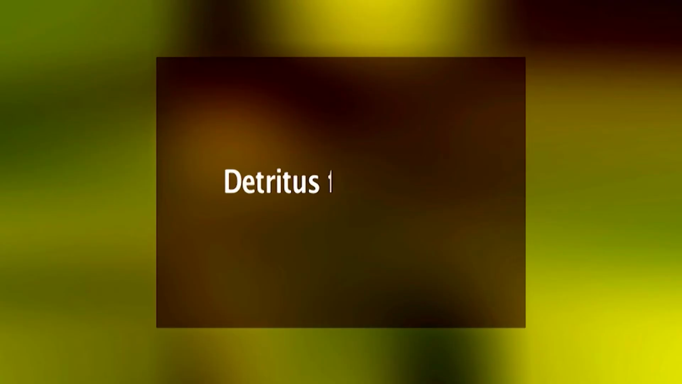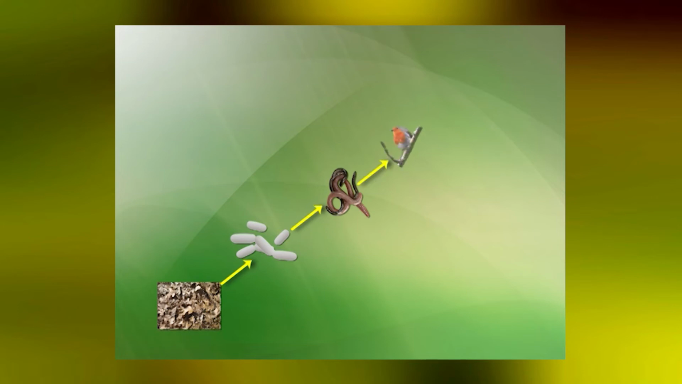The second type of food chain is the detritus food chain. This type of food chain goes from dead organic matter into microorganisms and then to organisms feeding on detritus and their predators.